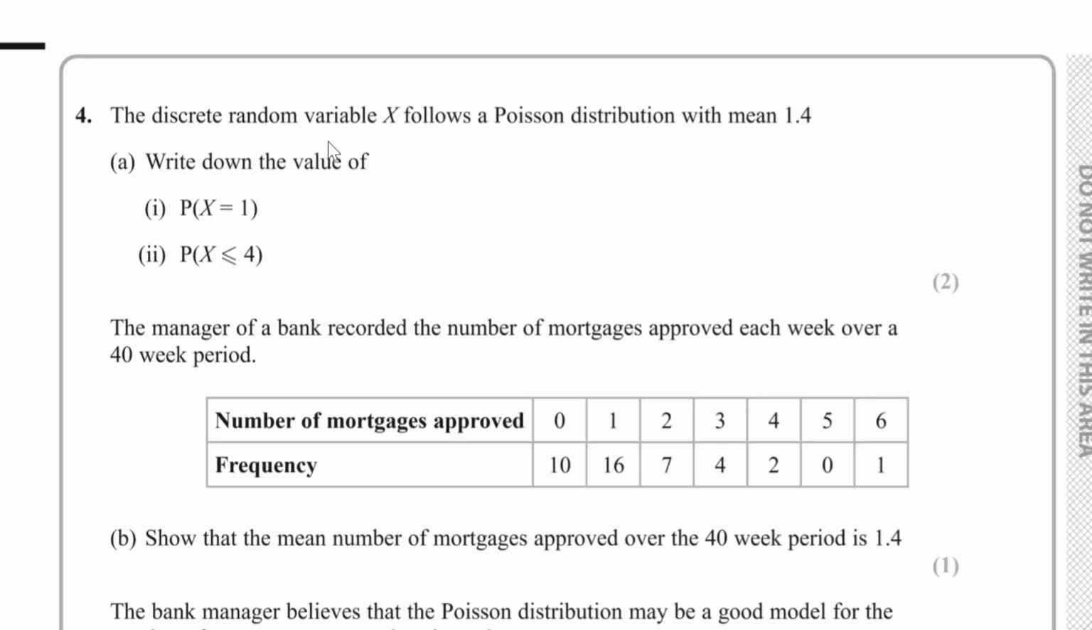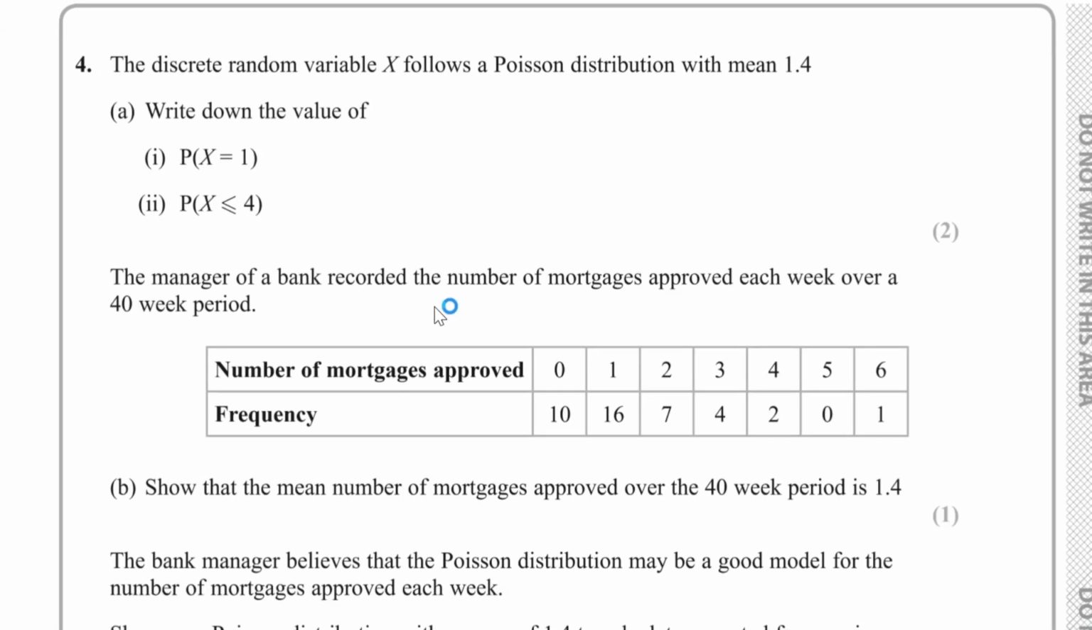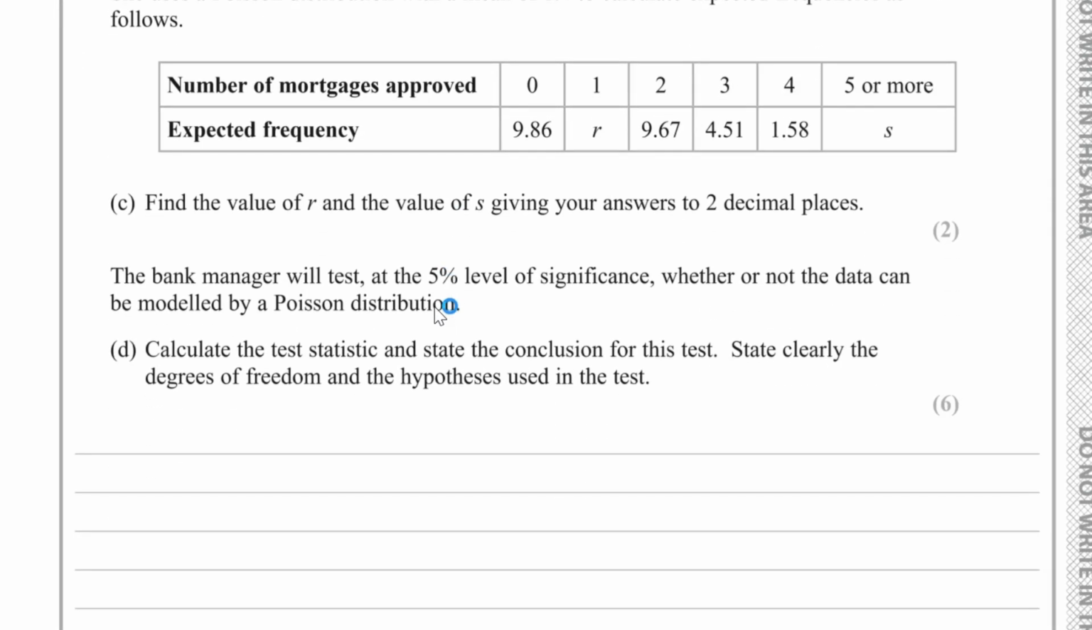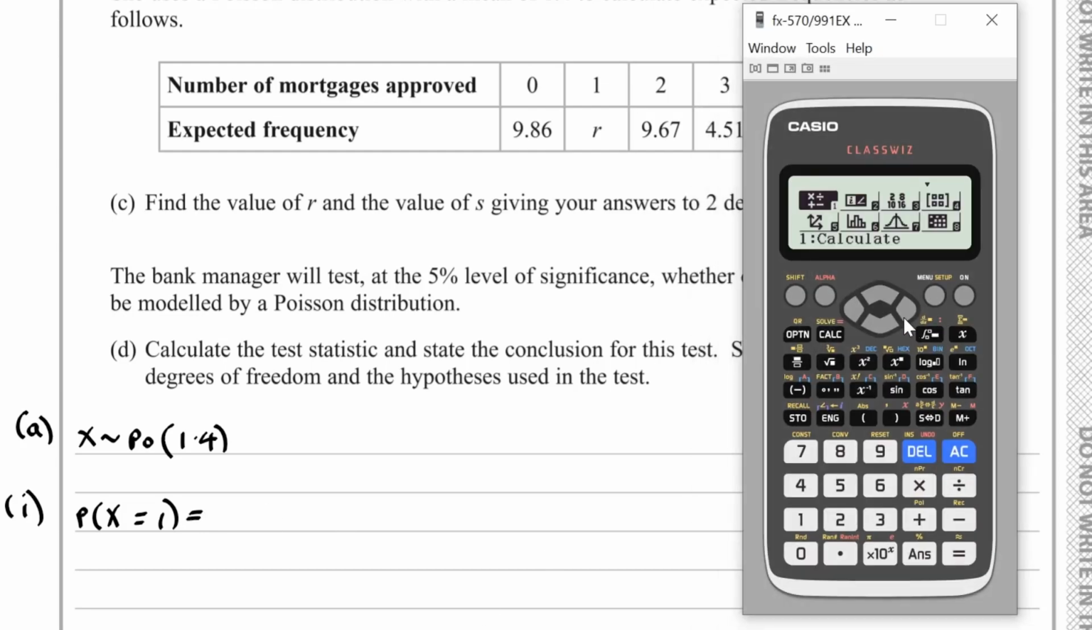Okay. Question number 4. The discrete random variable x follows a Poisson distribution with mean 1.4. For part A, for the first part, we have to write down the value of x equals 1. So for part A, we've got x which follows a Poisson distribution with mean 1.4, and for the first part we're looking at the probability that x is equal to 1. Okay, so go to our distribution section.